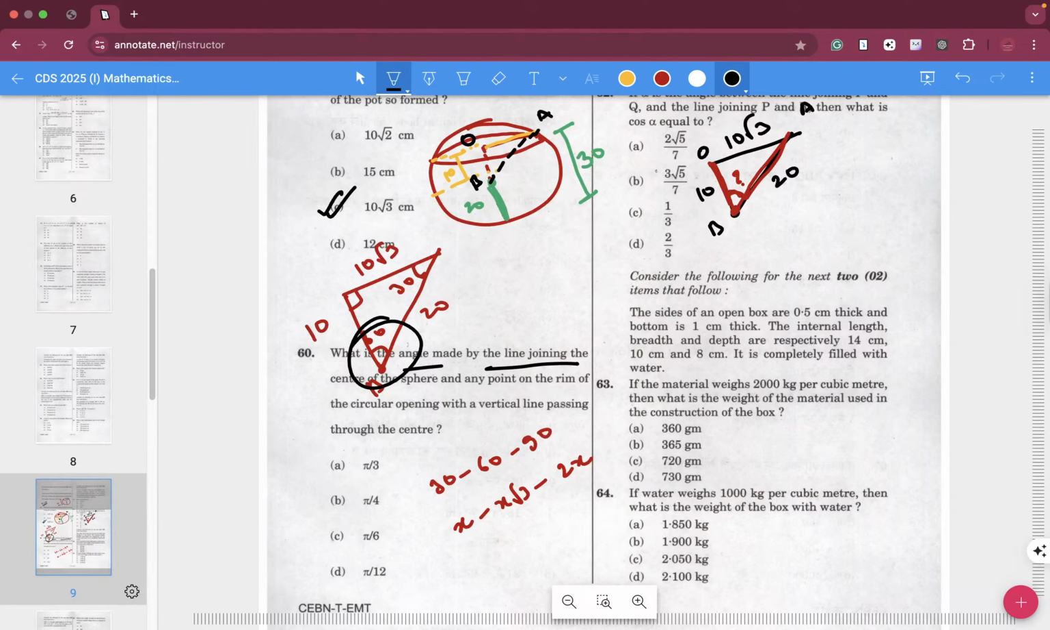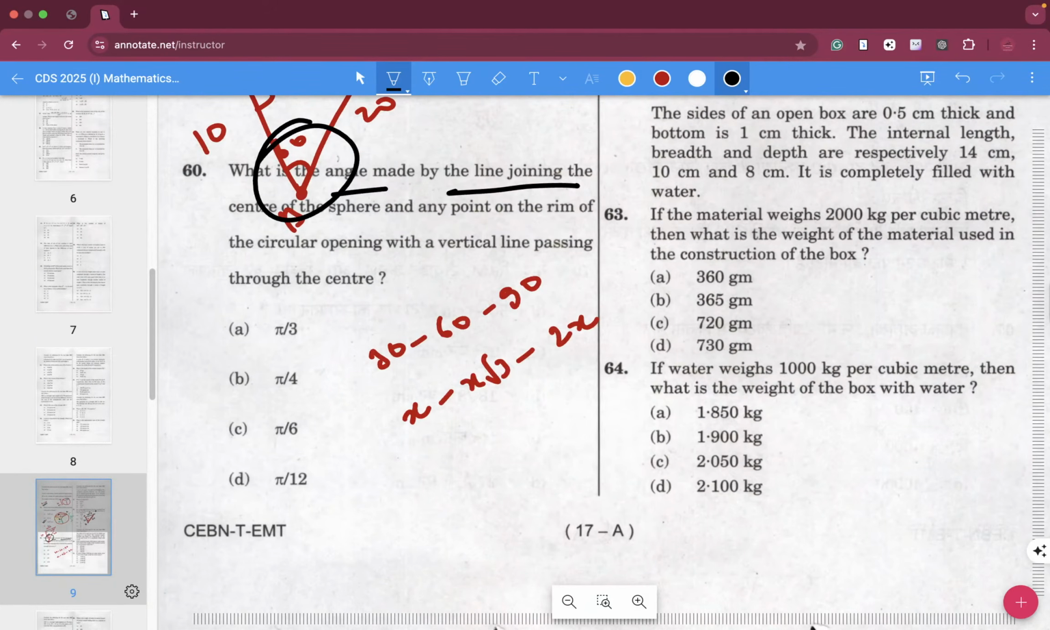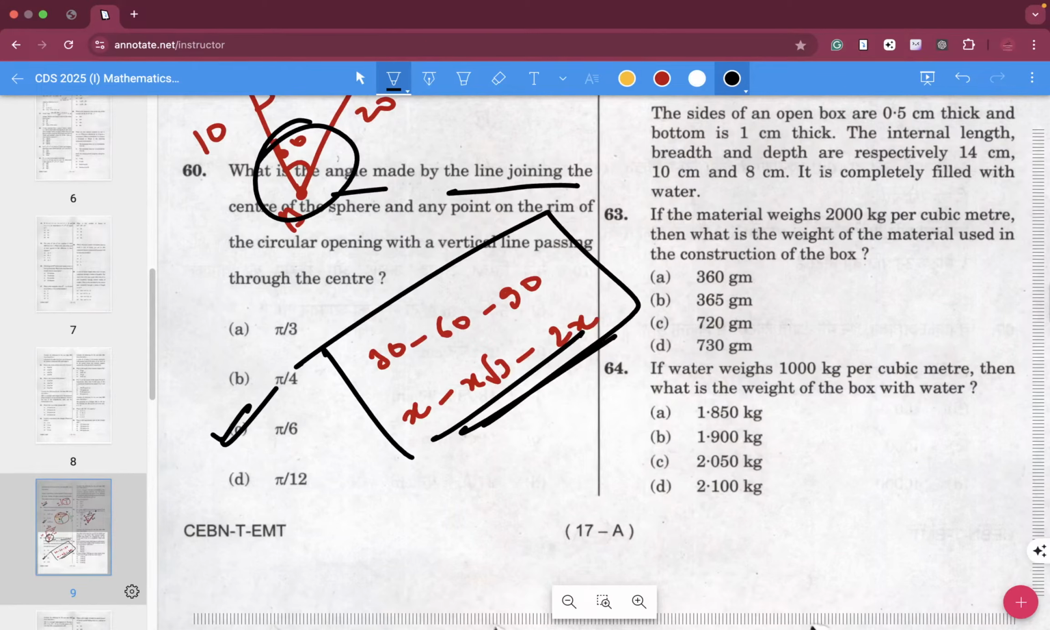If B is 60 degree, then obviously over here the answer is pi by 6, folks. How much is the answer? Pi by 6. 30-60-90, this is the standard result that you have to keep in mind.